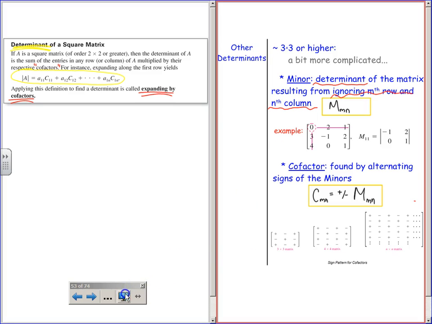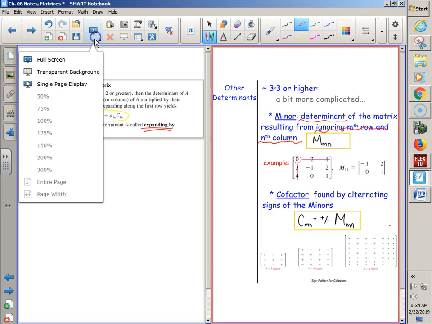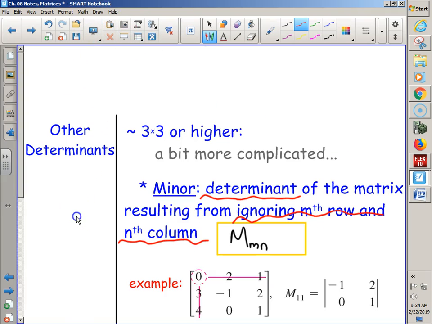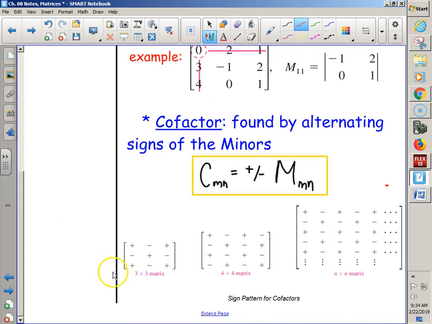The pattern below is actually pretty easy, because all you have to do is alternate the signs. If it's M11, ignoring this row and this column, multiply by a positive. If it's this one, ignoring its row and column, use a negative. If it's this one, use a positive. We alternate the signs of the minors.